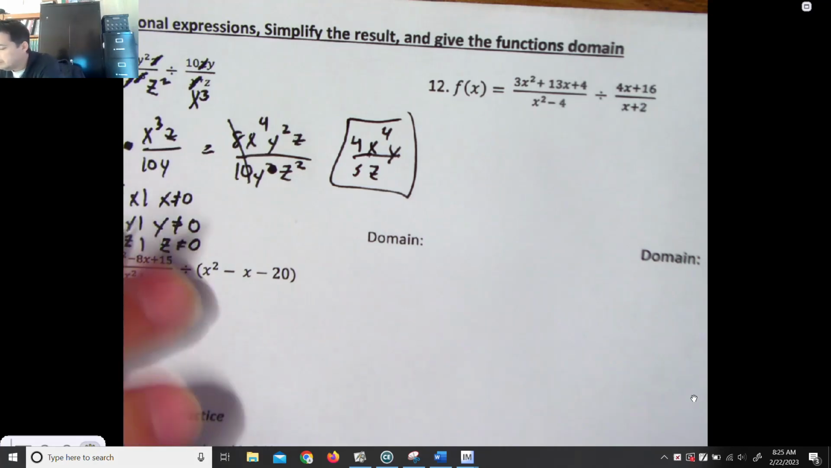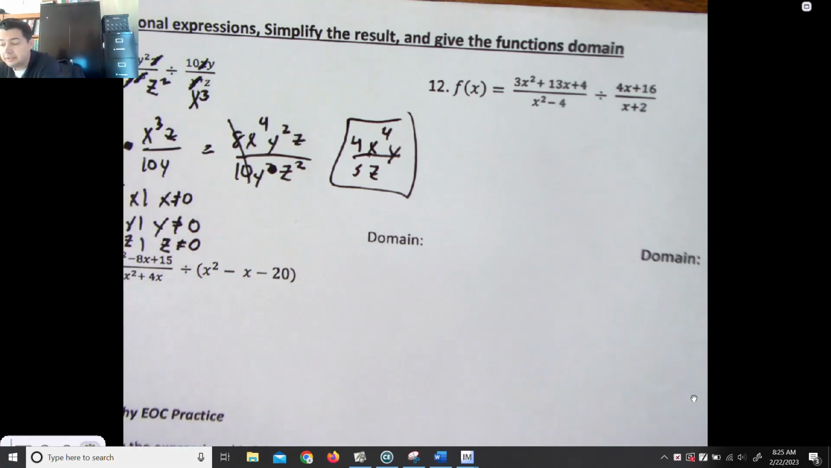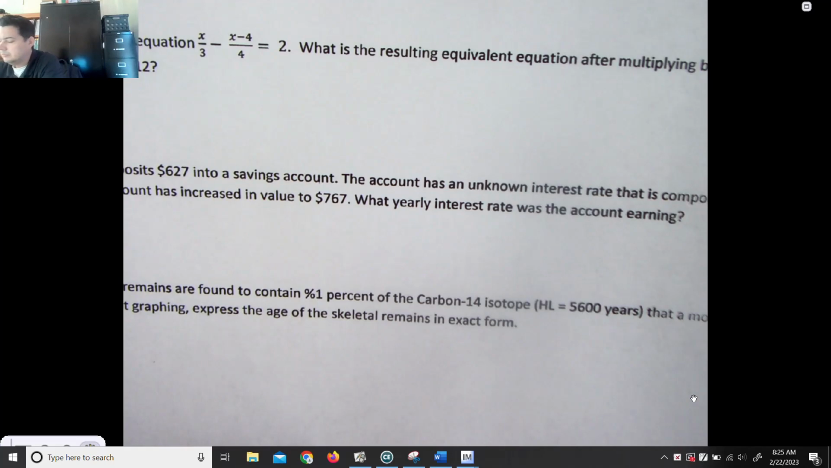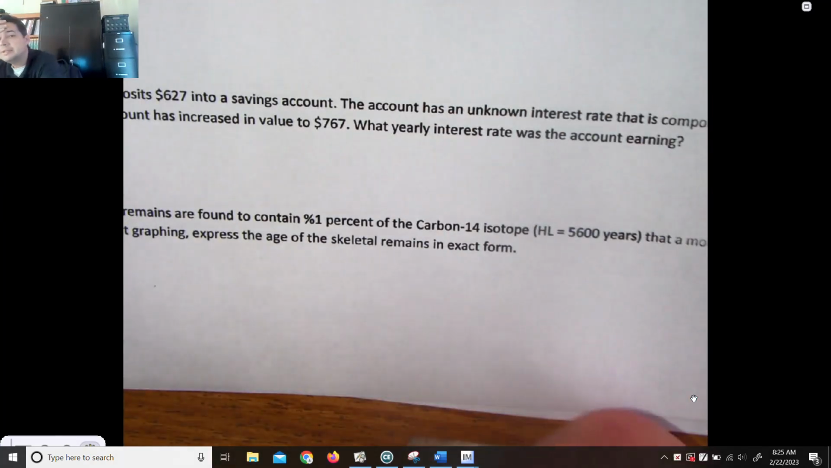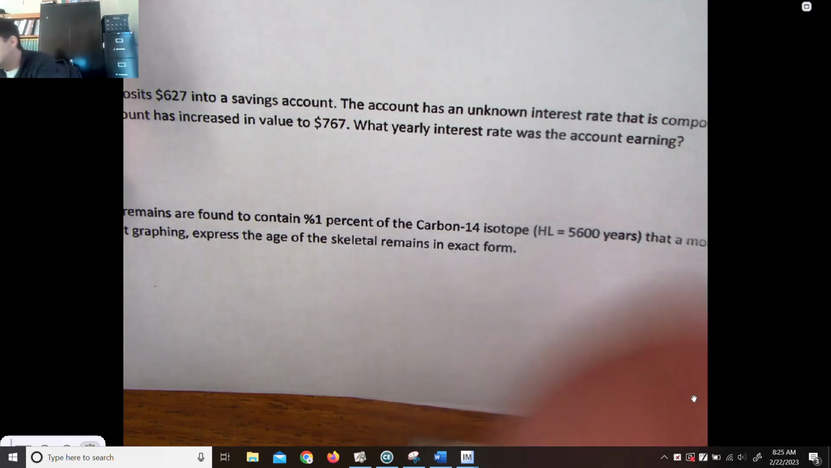What's the next thing we got bolded here? 20. Yeah, 20. Skeletal remains are found to contain 1% of the carbon-14 isotope, which has a half-life of 5,600 years, that of a modern-day human has. Without graphing, express the age of the skeletal remains in exact form.